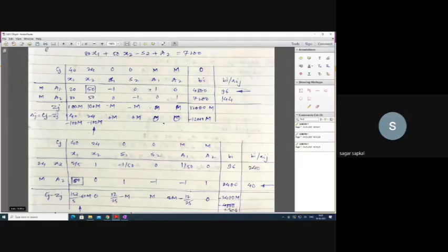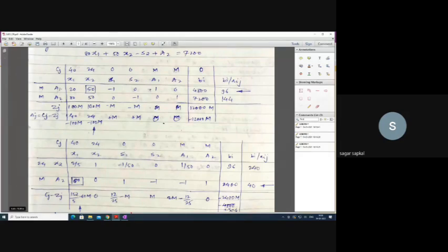Are you getting it? If it is mentioned to solve the following problem by using the two-phase method, then apply the two-phase method for solving it. But if nothing is mentioned, and it says only solve the following LPP by simplex method, then you can apply any one of these which you are comfortable with.